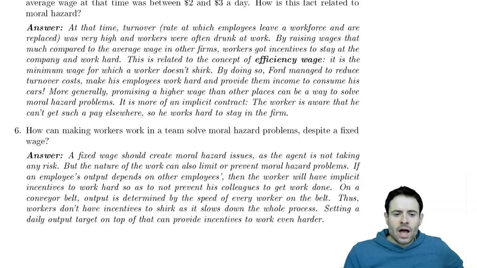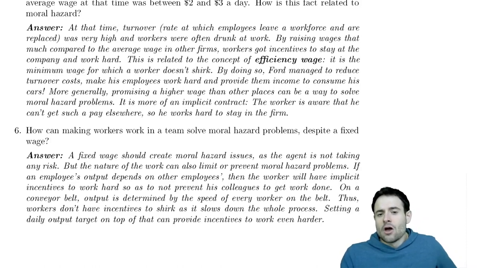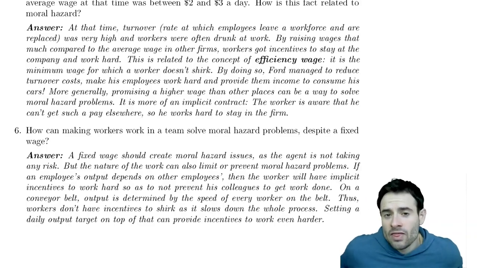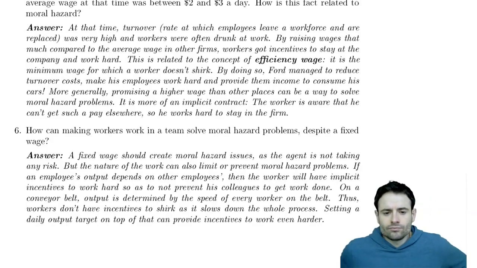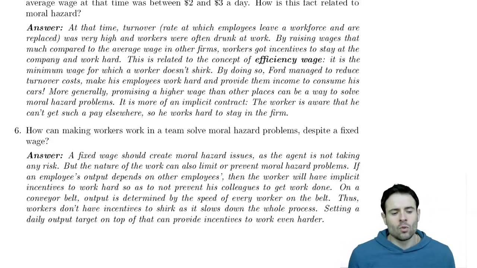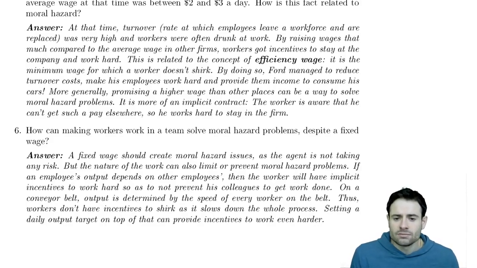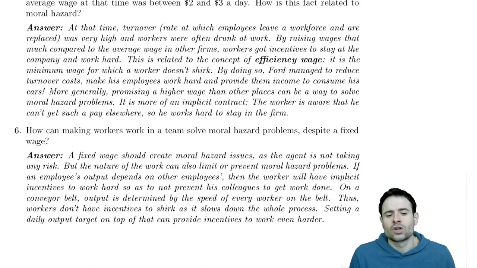Final case. How can making workers work in a team solve moral hazard problems despite a fixed wage? A fixed wage should give no incentives to provide effort. But how can making workers work in a team solve that problem? Well, the nature of the work can also limit or prevent moral hazard behaviors. If an employee's output depends on other employees' output, then the worker will have implicit incentives to work hard so as to not prevent his colleagues to get work done.